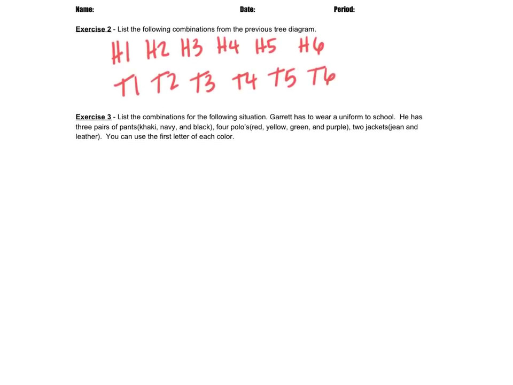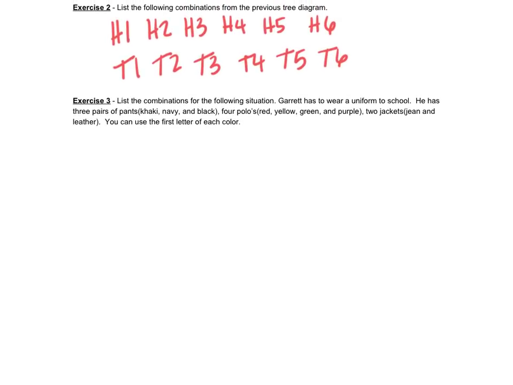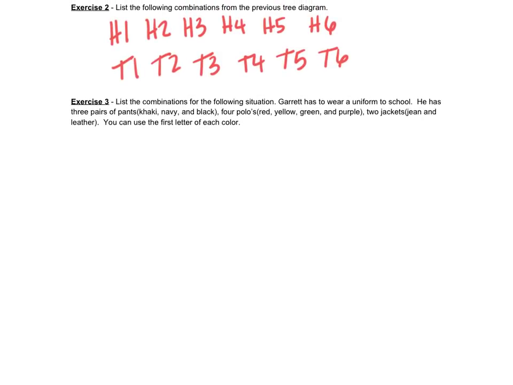Okay, so look at exercise 3. It says, list the combinations for the following situation. Garrett has to wear a uniform to school. He has 3 pairs of pants: khaki, navy, and black; 4 polos: red, yellow, green, and purple; 2 jackets: jean and leather. List all the possible combinations. So he has to wear pants, a shirt, and a jacket. Okay? Does that make sense?